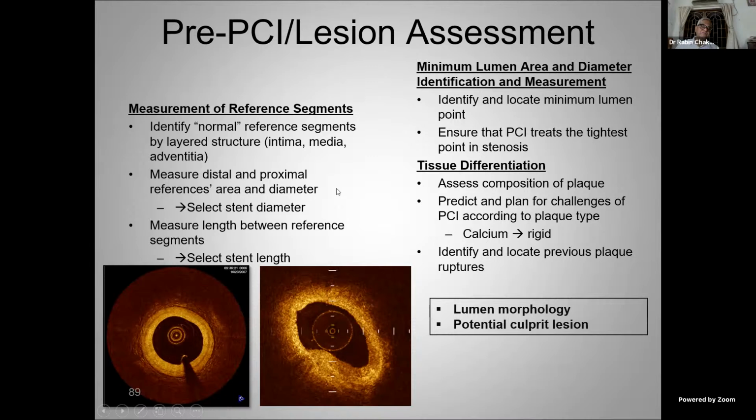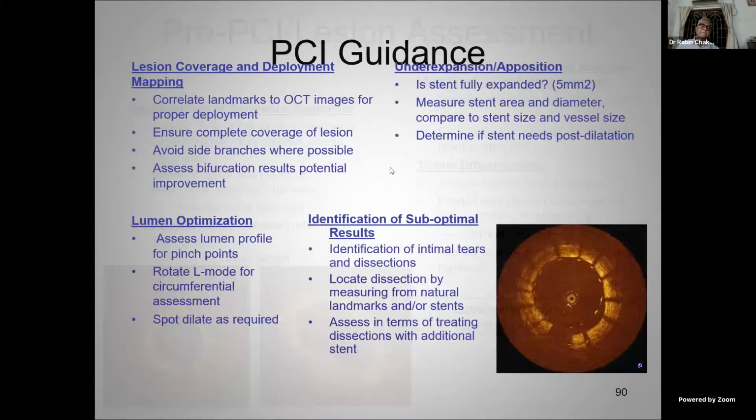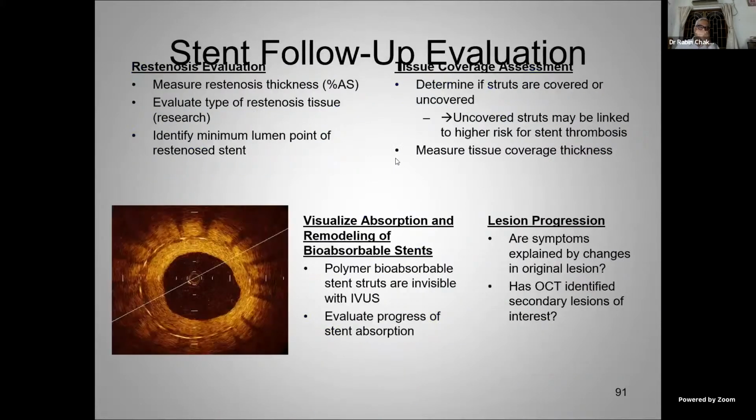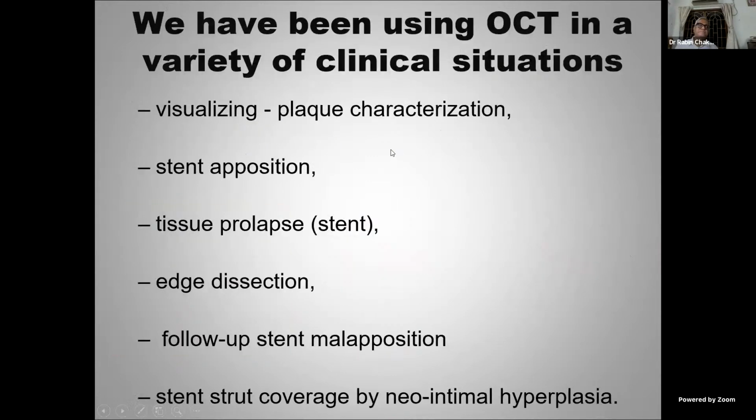So this is a reference, this is a technique of measurement of OCT, lumen morphology at potential culprit site. The tissue differentiation can be done, minimum lumen area and diameter identification can be done by OCT. I think I'll close it here. This is a stent follow-up.